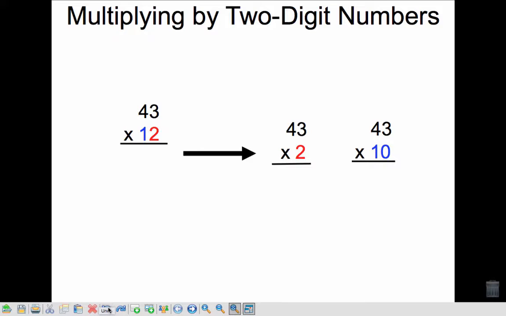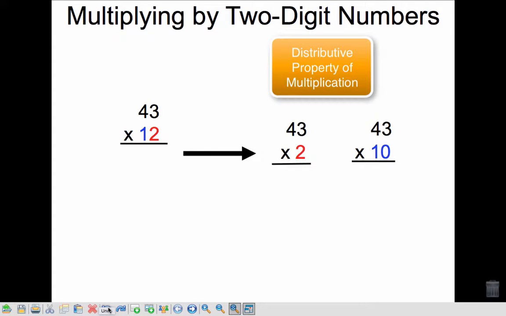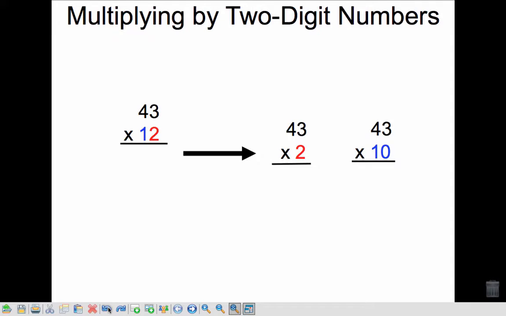Well, as you guys might have noticed, this is an example of the distributive property. We have distributed 43 to the 2 and to the 10. So if we take 43 times 2, we get 86. Then we take 43 times 10, we get 430. And then if we add them together, we'll get our answer.